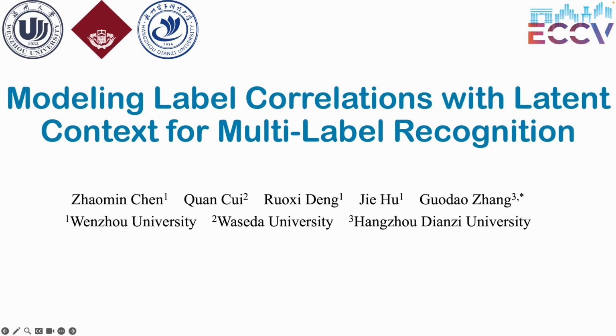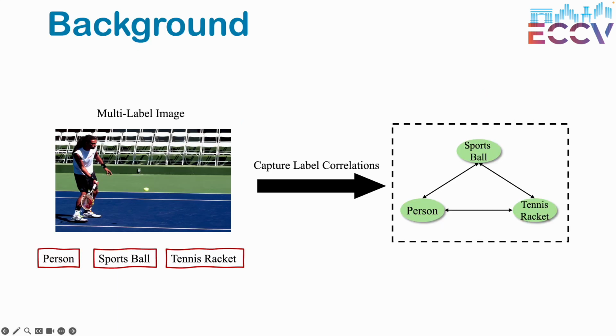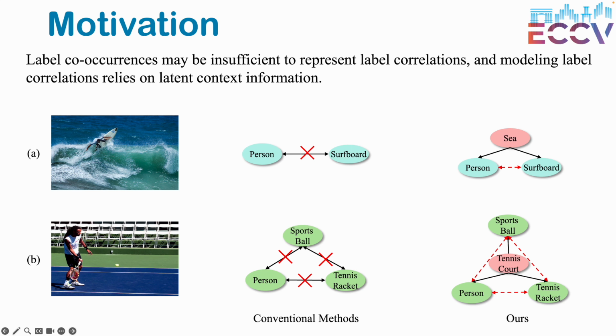Hello everyone. Today I am going to talk about our work modeling label correlations with latent context for multi-label recognition. In the literature, previous methods focused on capturing label correlations to improve the performance of multi-label image recognition. Although those previous methods achieved considerable improvements, we argue that label co-occurrence may be insufficient to represent label correlations. And the label correlations can be constructed through reasonable use of the latent context information.